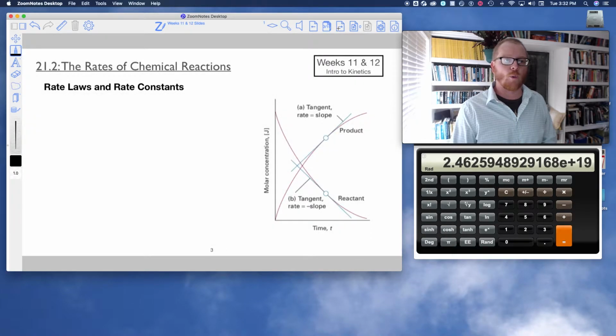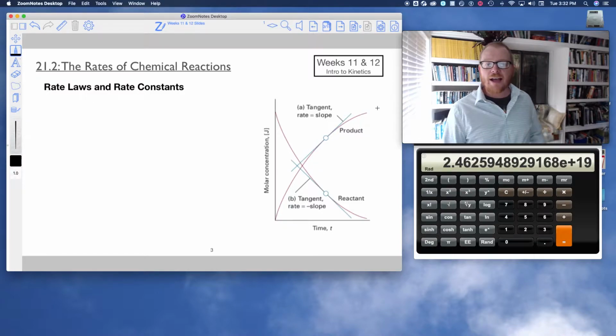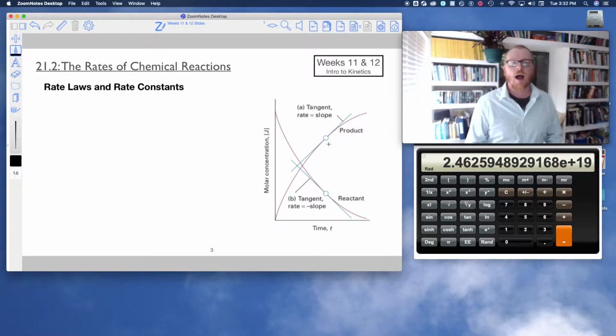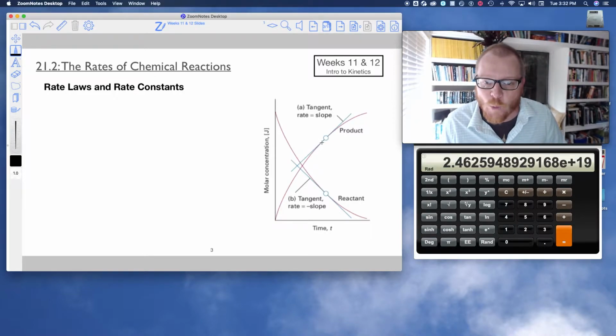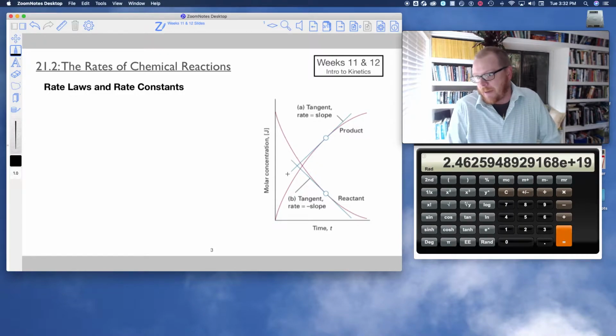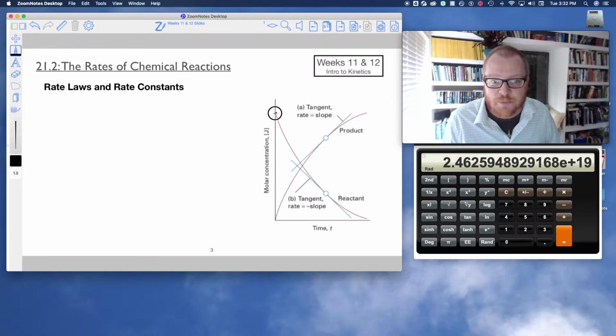Moving forward. Okay, so rate laws and rate constants. All right. So as was pointed out here, at any point along this reaction, the slope represents the rate. Okay. And maybe you remember from Chem 110, maybe not. We had this thing called the initial rate, which would just be the rate initially, right?